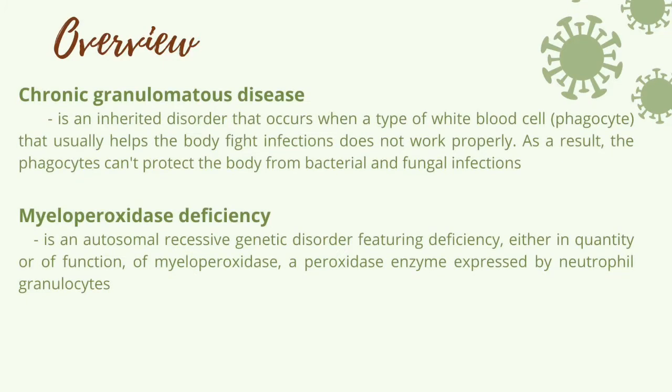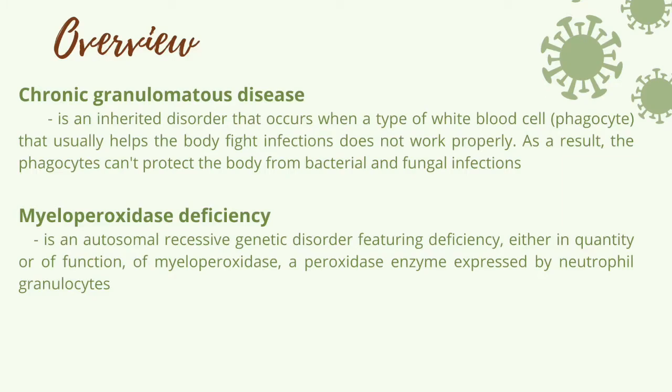So as an overview, let us define the following conditions. First is chronic granulomatous disease. It is an inherited disorder that occurs when a type of white blood cell, or phagocyte, that usually helps the body fight infections does not work properly. As a result, the phagocytes cannot protect the body from bacterial and fungal infections.